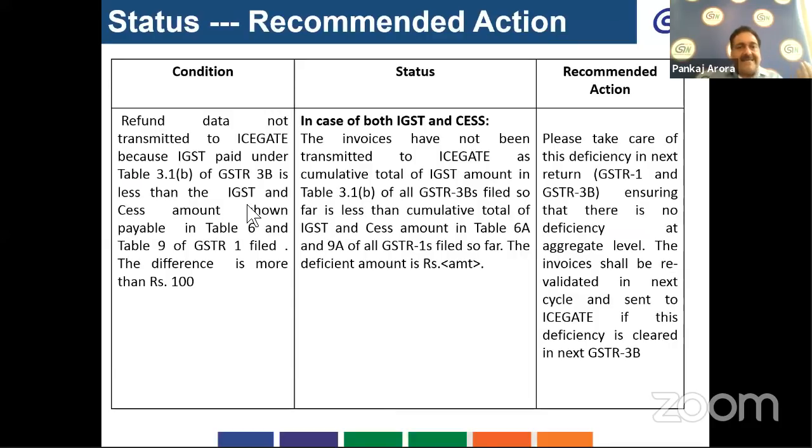And likewise, if there is any shortage of the tax paid, you can pay it along with interest in the subsequent GSTR 3B. And on aggregate level, the validation will be done on cumulative basis. And then when it will be validated, it will be transmitted to IceGate, only if the deficiency is cleared in the next return cycle by such taxpayer.